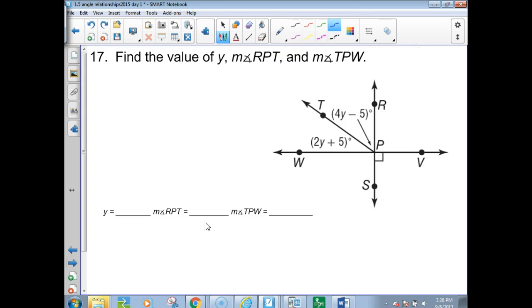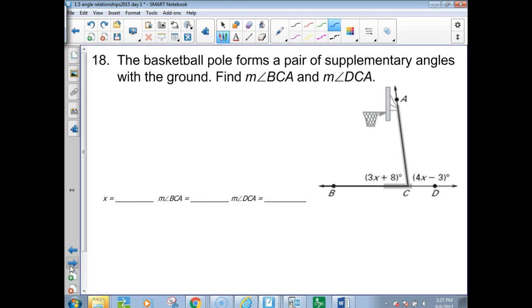Number 17. Oh my gosh, another one where this is a right angle. But then it asks you to plug back in and find the value of some of the missing things. You know what to do, right? Put these together and set it equal to 90. Then plug back in. I want to get to one that I haven't done. This one. Then I'll go back to 17 if we have a moment. What do these add up to?